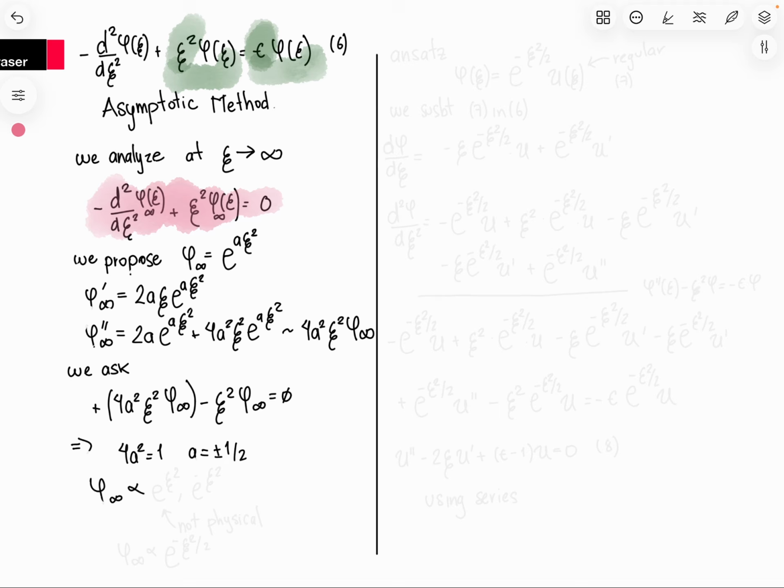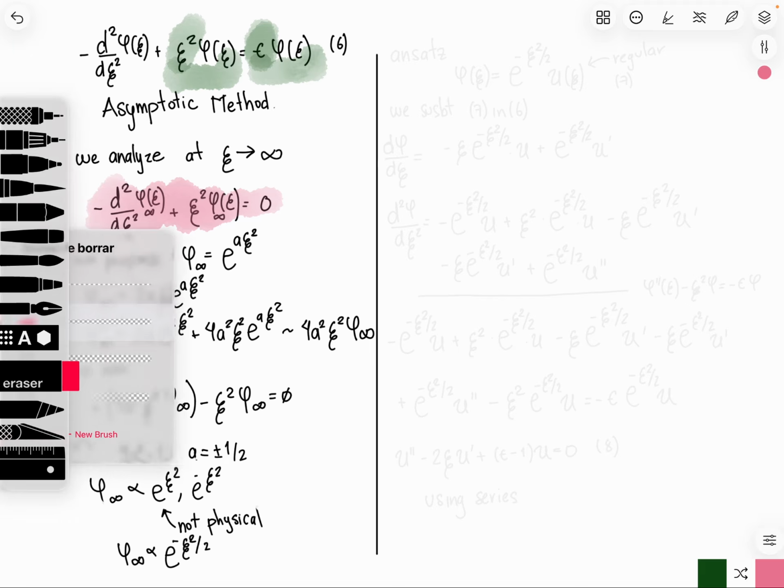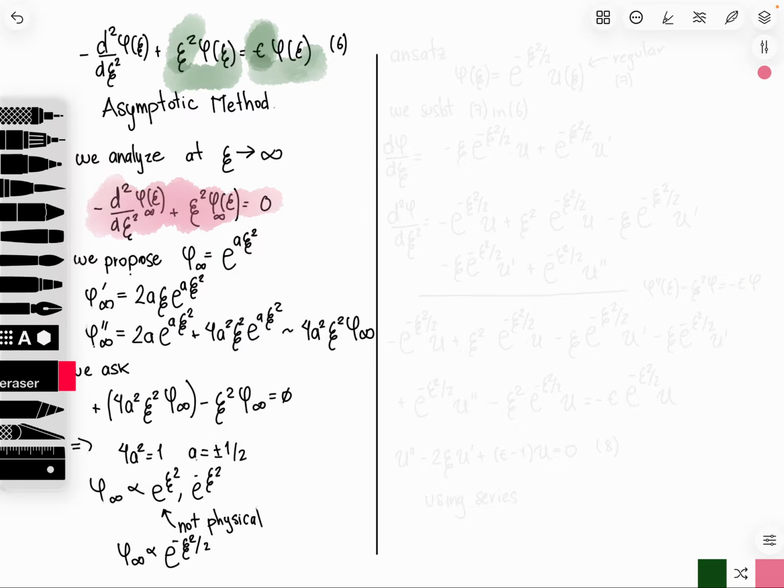Therefore, the solution at infinity can be something proportional to e to the psi squared or e to the minus psi squared. But, at infinity, this is square, so the minus infinity or plus infinity doesn't matter. The only solution that is physical is the one that has minus. The other one is not. You cannot normalize it because it goes to infinity. So the only valid solution has this shape, has this form. This gives us inspiration to propose a solution for the original equation. So this is our inspiration.